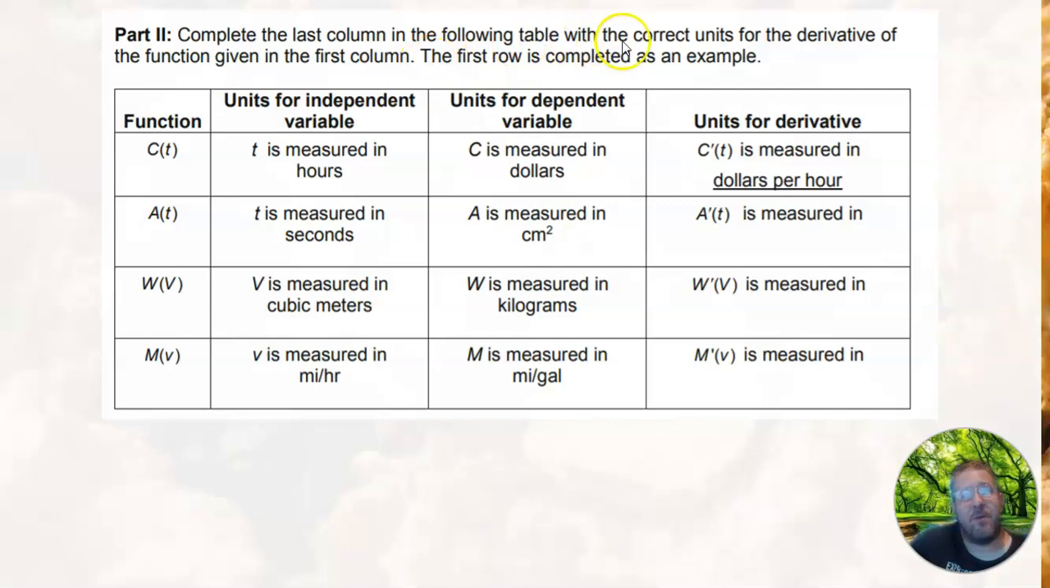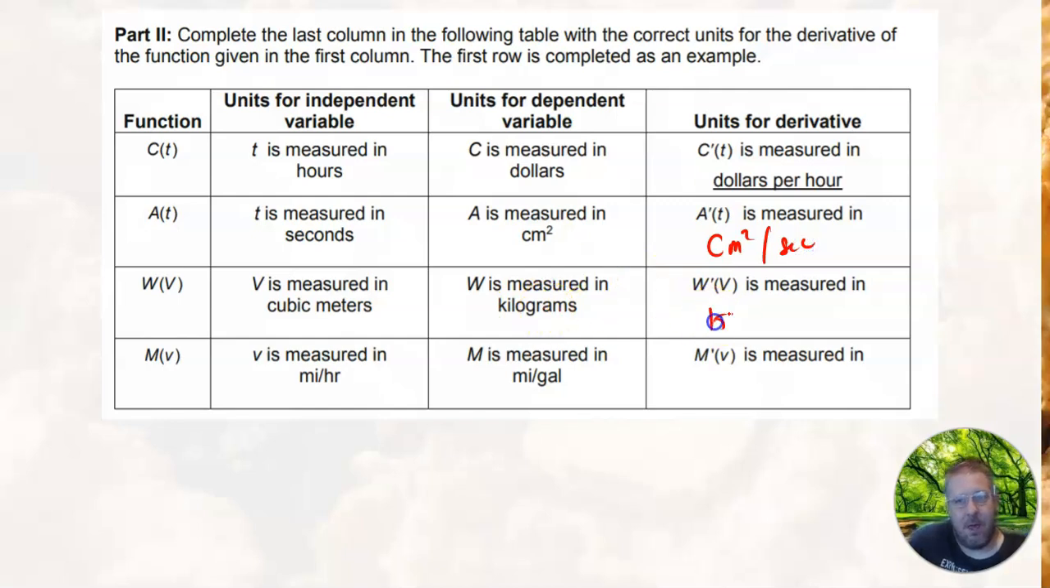Complete the last column of the following table. It's already been done for us. It says to give correct units using the derivative of the function given in the first column. The first row is complete as an example. So the first row is C of T, where T is measured in hours and C is measured in dollars. C prime of T would just be dollars per hour. This one's going to be centimeters squared per second. This one's not actually written there. So A prime of T is going to be centimeters squared per second.